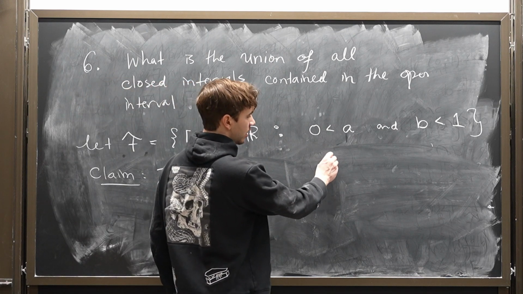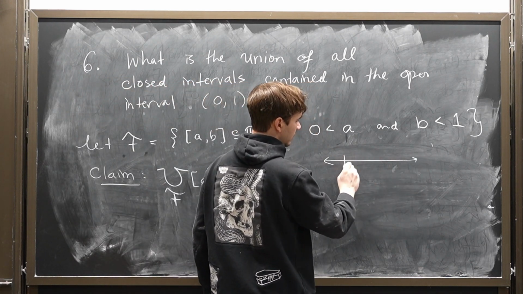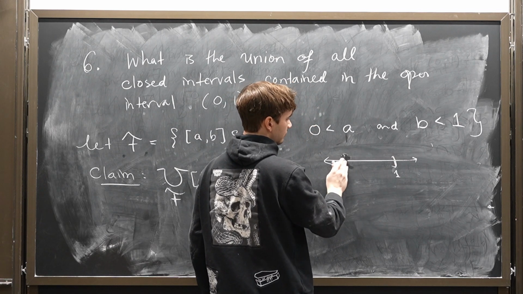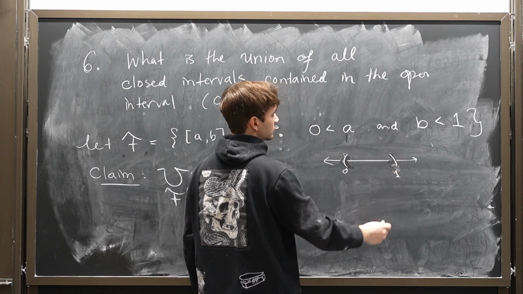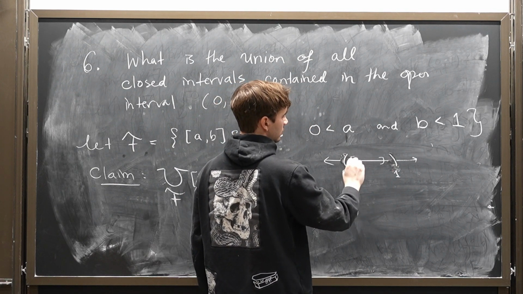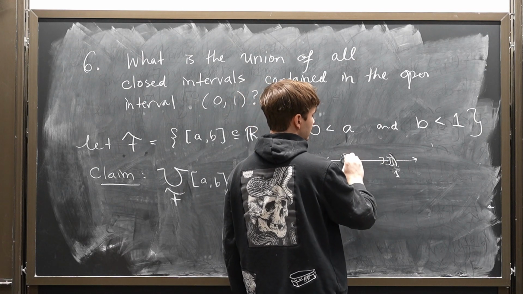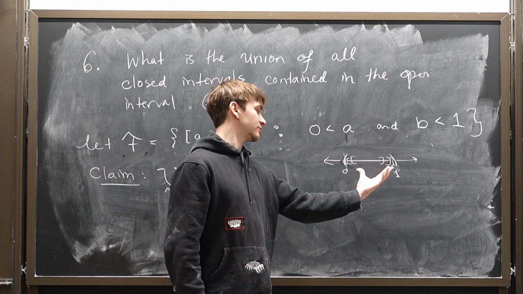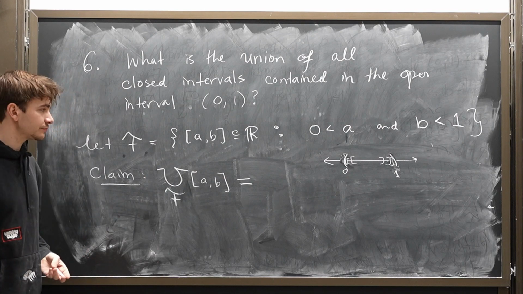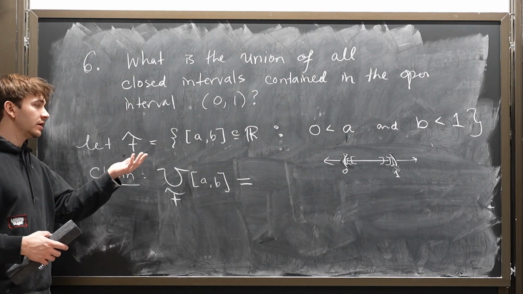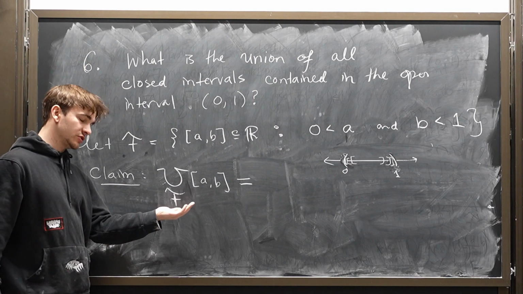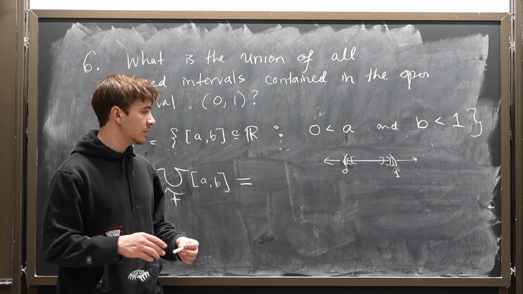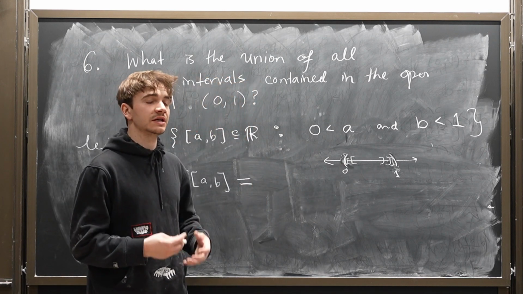If we were to try and draw a few elements of our family, they would look something like this. Here's the open interval (0, 1). And then I have a bunch of closed intervals contained inside. Pick any closed interval inside the open interval (0, 1), and it'll belong to our family. So this is a huge, uncountably infinite family of sets. There's no reason that its union needs to be closed. In fact, the union is basically gluing all the sets together.